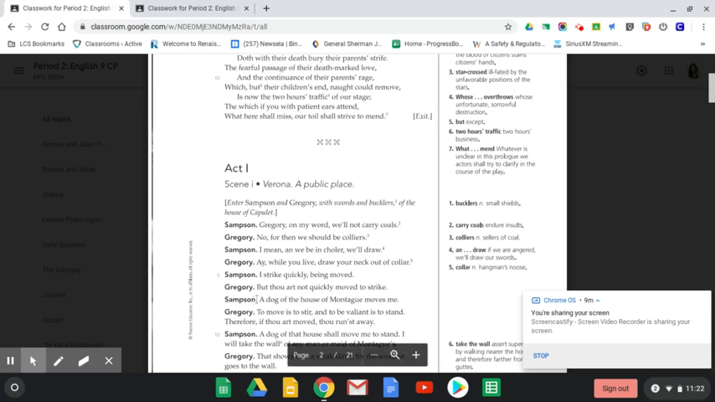Samson says, "A dog of the house of the Montague moves me." So again, there's somebody coming up from the other house, and just their presence there is moving these Capulets to kind of start a conflict.